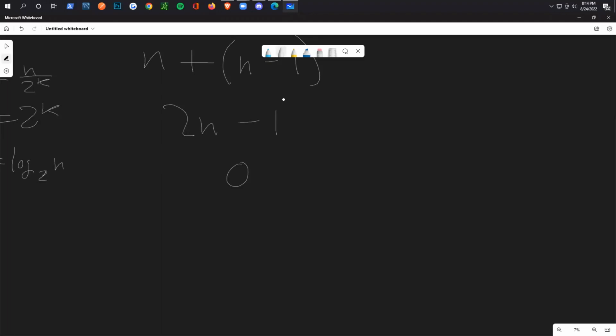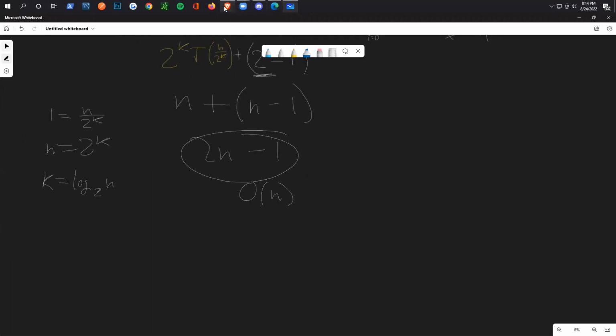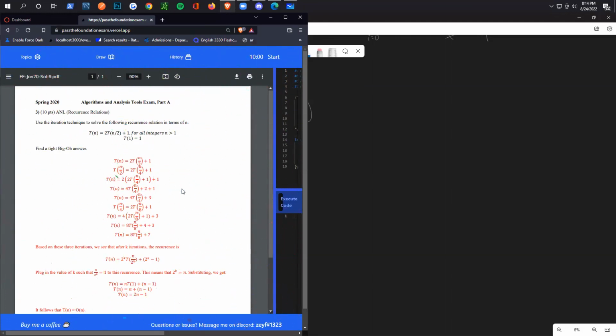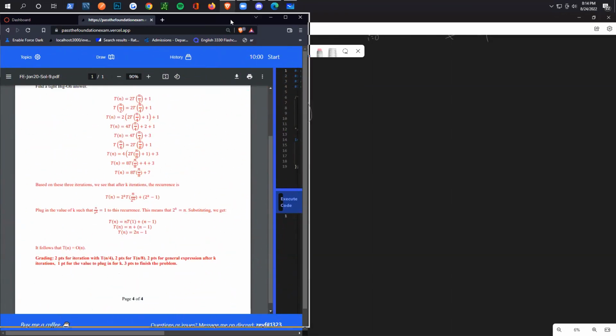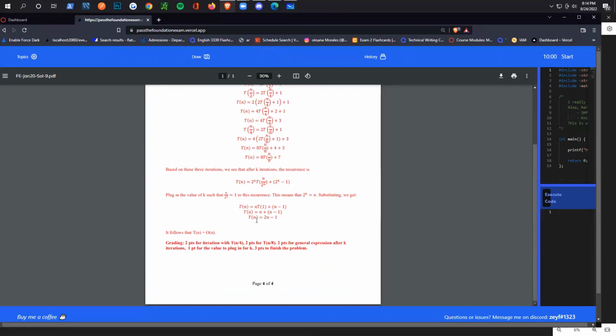or I don't know if they want it in this form. They said closed or tight or something like that, but yeah, it's going to be O of n pretty much. So let's check our answers. Okay, so yep, that checks out. We had 2n minus 1 for T of n. Yep, so that's how you can do it.